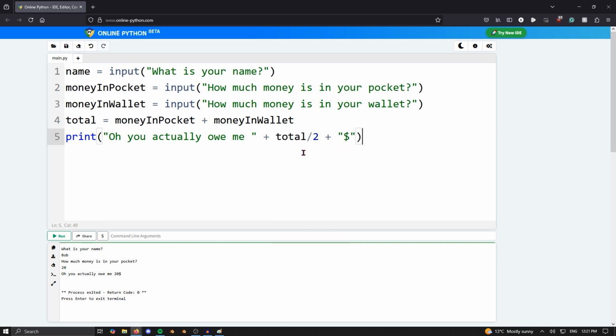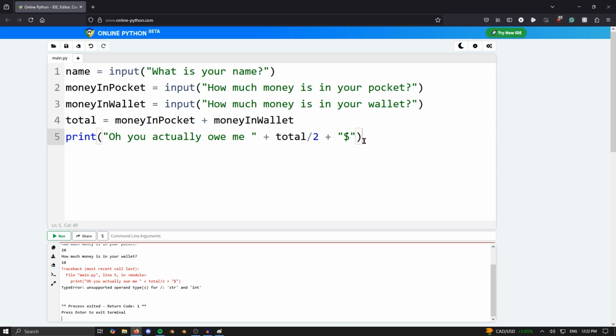Okay. But if I try to run this now, we'll get a few errors. So let's see. What is your name? Bob. I have 20 in my pocket, 10 in my wallet, which means it should be 30 is the total, and half of 30 is 15. So I should get 15 back, but I get an error. So I will talk about the error because there's actually two errors that are happening here.